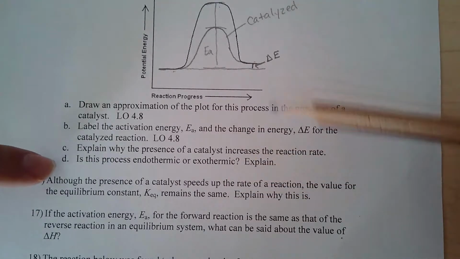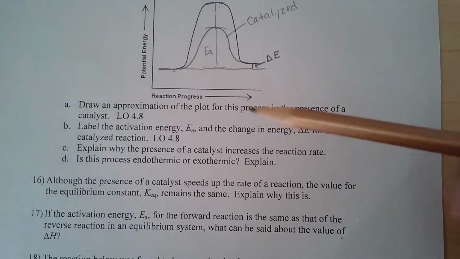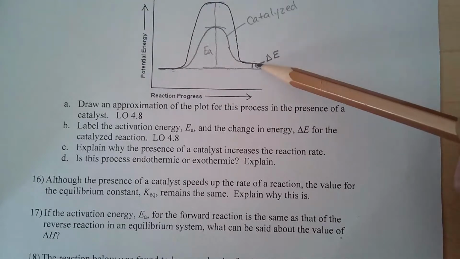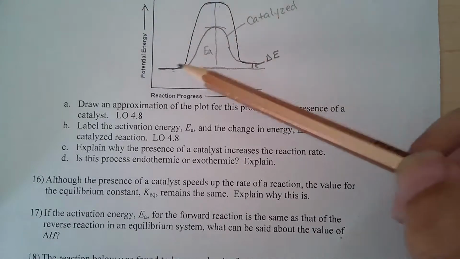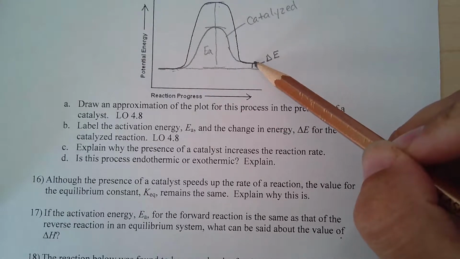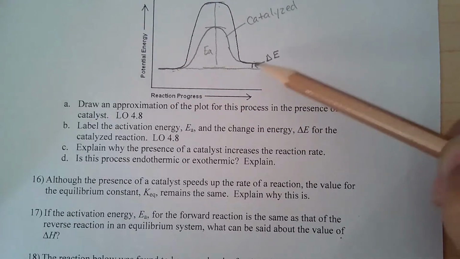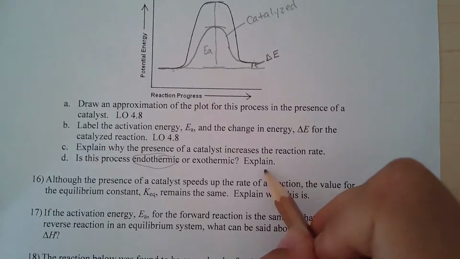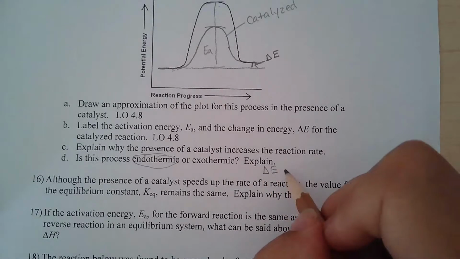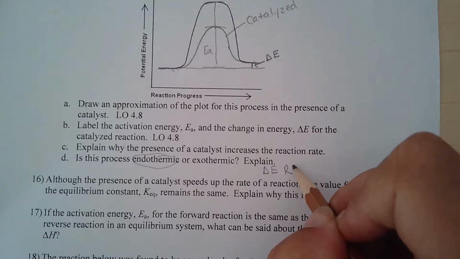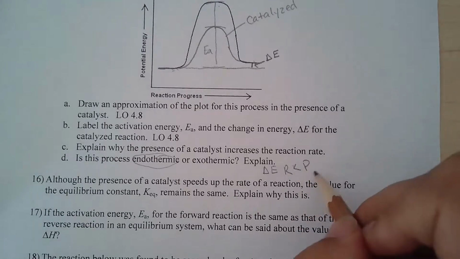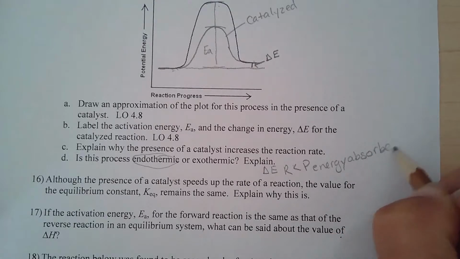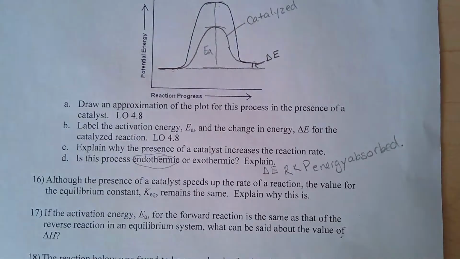Question D, so 15D: is the process endothermic or exothermic? To know this, we have to look at where we started versus where we ended up. Our reactants are lower in energy than our products, which means the energy, albeit a little bit of energy, was absorbed, which makes this process endothermic. Delta E of reactants is lower than products, which means energy is absorbed, which makes it an endothermic process.